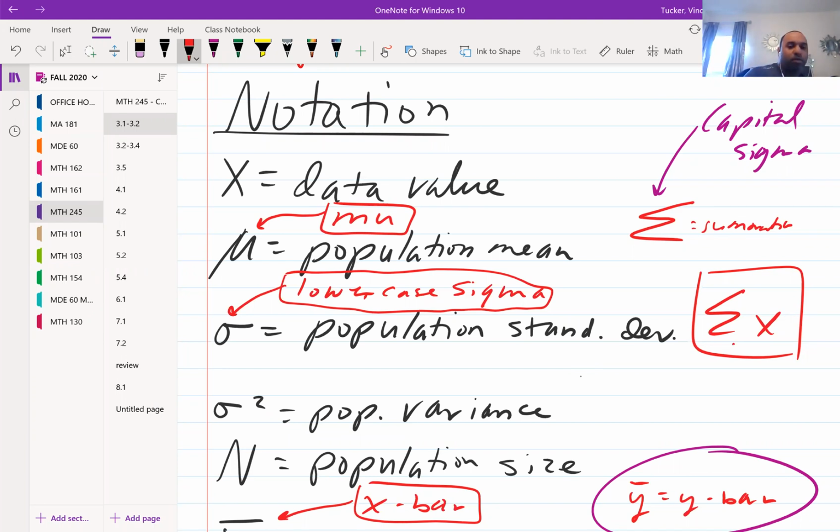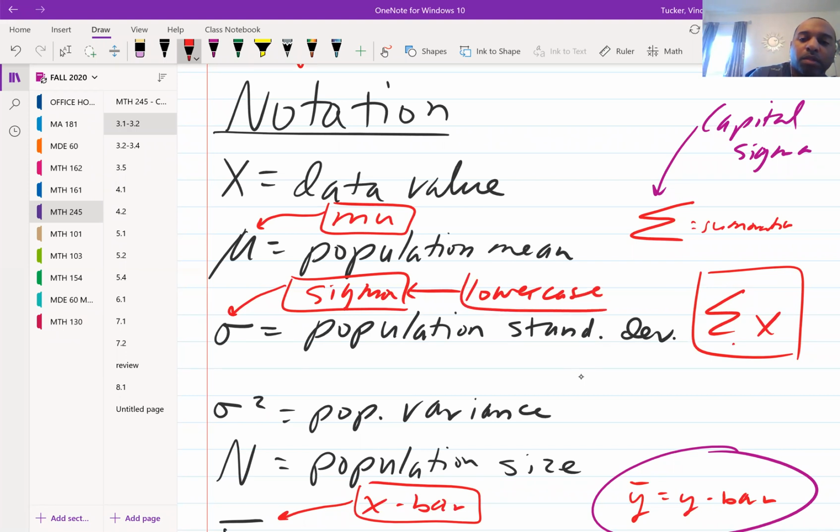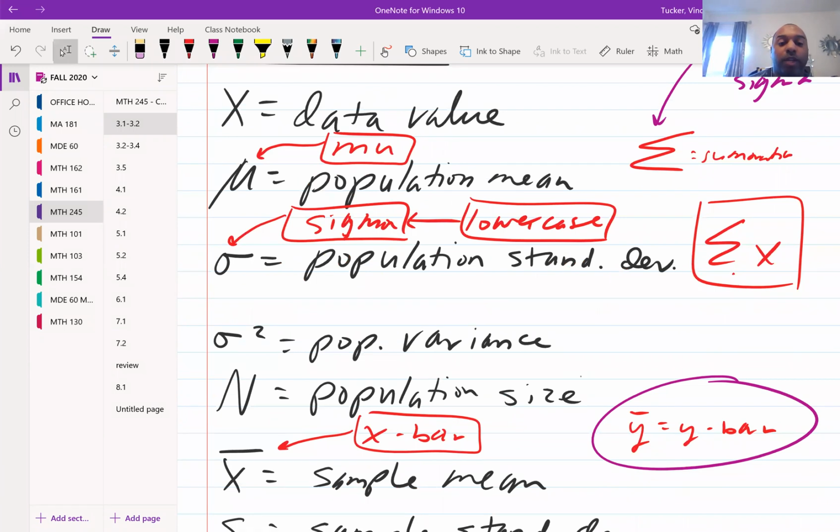And just rewrote like that. So next time, people won't think it's actually lowercase sigma. His name is sigma, but it's the lowercase. Anyway, that was just me rewriting my notes. So, oh, also capital N is your population size.